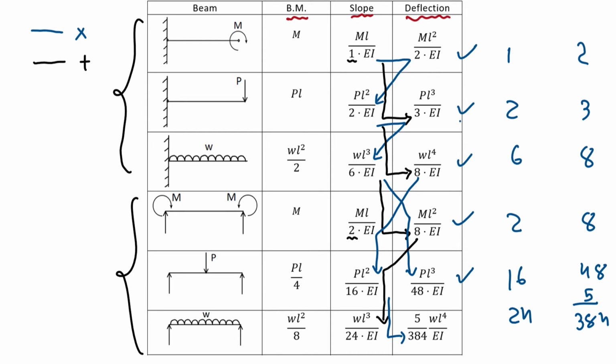So if you will perform this type of activity 4 to 5 times, then you will be able to easily remember these formulas. Fine? And if you don't want to remember these formulas, then we have methods to find out slope and deflection in the beams, right? So you can go for that method. So after watching this video, you can perform this activity 4 to 5 times and you can see that whether this trick works for you or not.